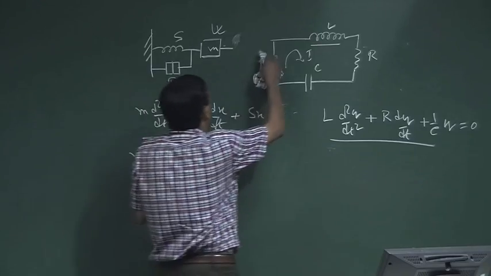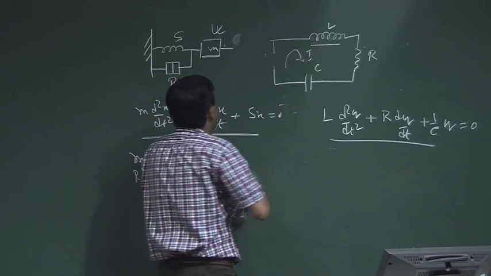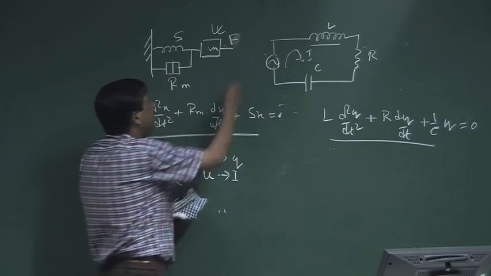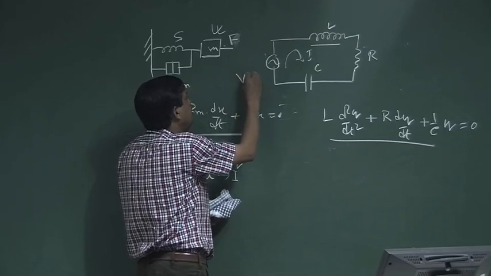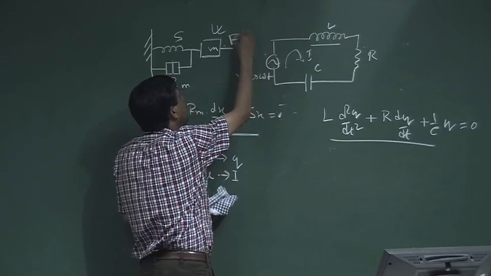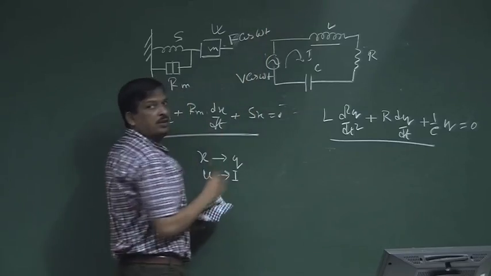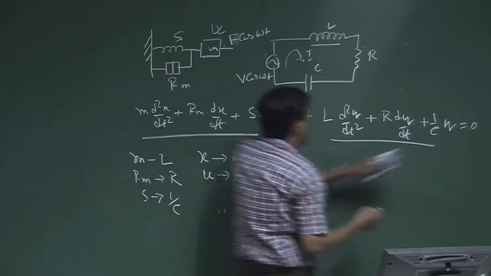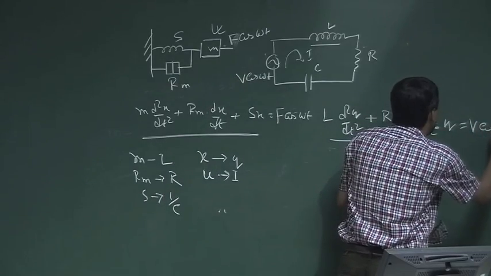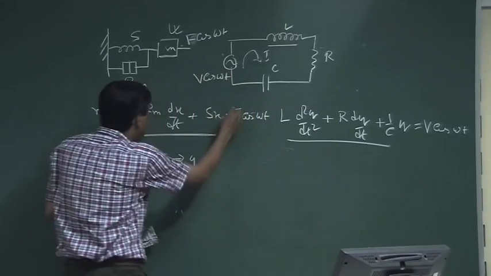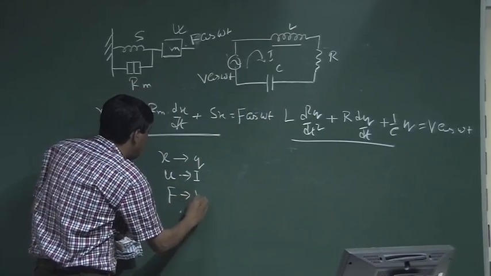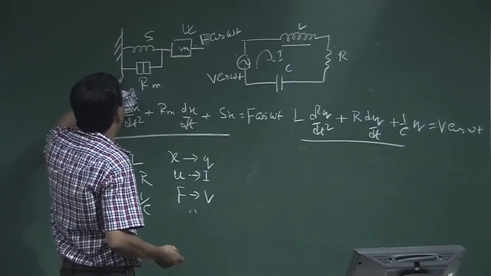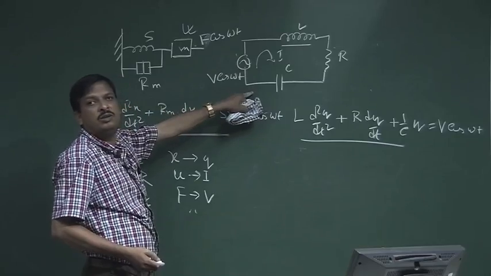Now, if I apply a sinusoidal voltage source here, V cos omega t, and a sinusoidal force here, F cos omega t, then the mechanical force is nothing but the electrical voltage. So the equivalent electrical circuit for this mechanical circuit is this one.